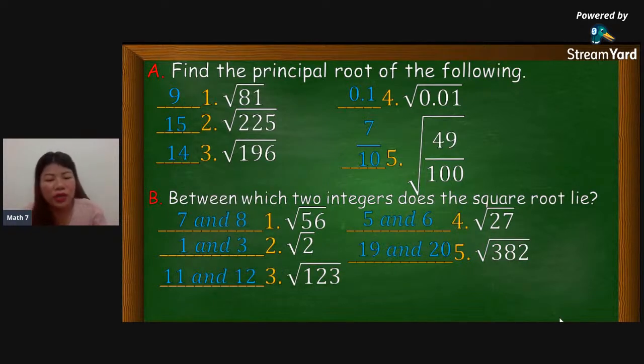Okay. Tamang sagot. Number 1 ay 9. Number 2 ay 15. Very good si Paraan. Number 3 ay 14. Number 4 ay 0.1. Number 5 ay 7/10. So, yung number 1 sa letter B, you have 7 and 8. Pakichekan. Number 2, you have 1 and 3. And number 3, you have 11 and 12. 4, 5 and 6. 5, 19 and 20. Okay, next po.